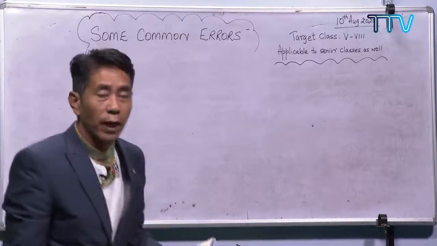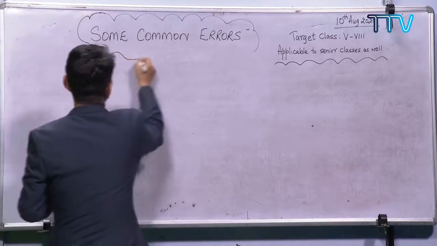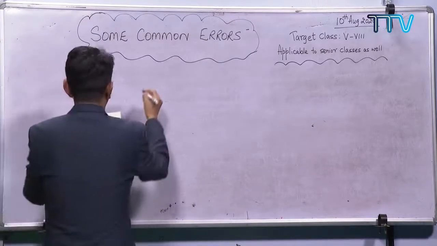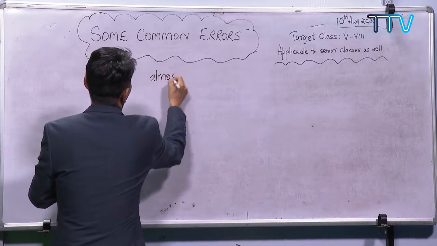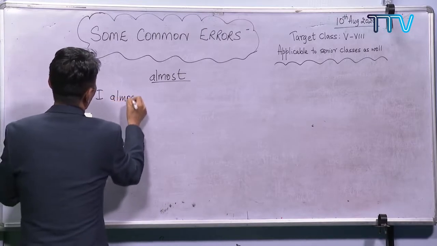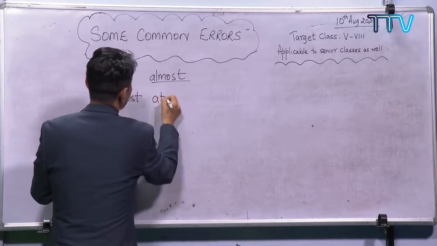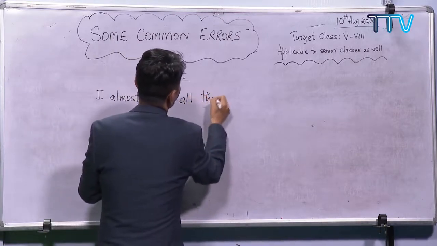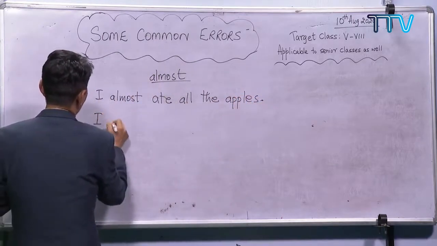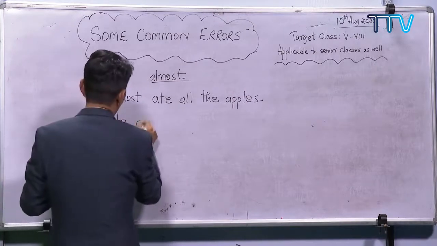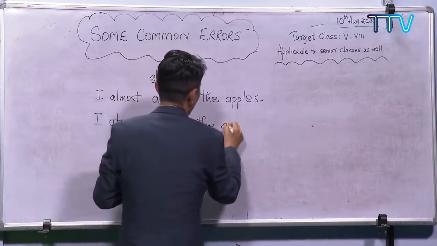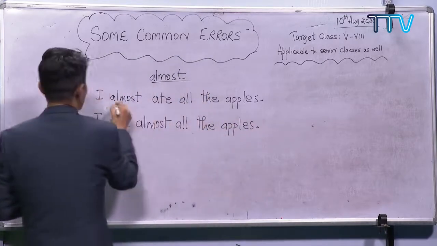Sometimes when we use some words, if we place them in the wrong position, it has a different meaning. For example, you have this word almost. I almost ate all the apples. On the other hand, I ate almost all the apples. So the word is almost.